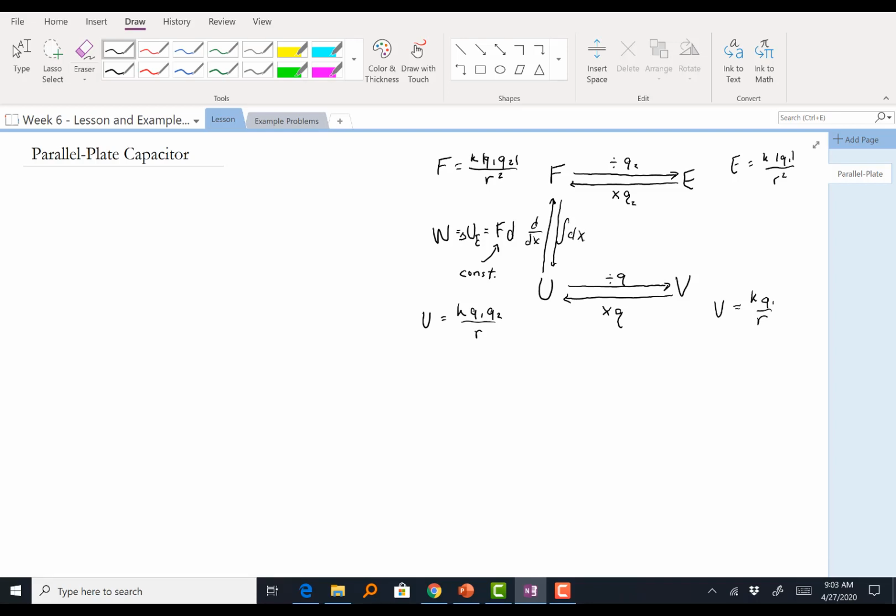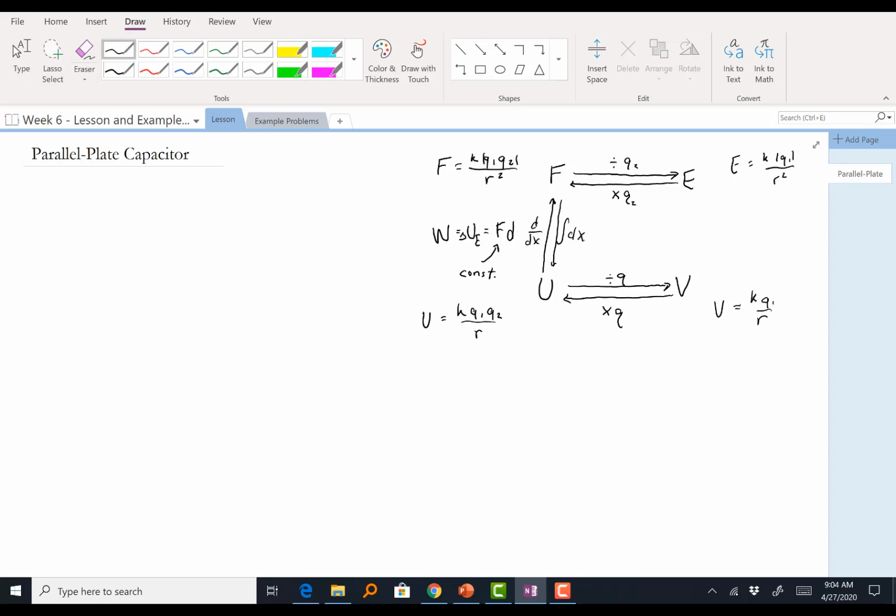If we want this force to be constant, in this situation what that means is that the electric field has to be constant. And so what we want to do is look at a situation where the electric field is constant. And what situation is that going to be true in? Well, that's going to be true in a parallel plate capacitor.